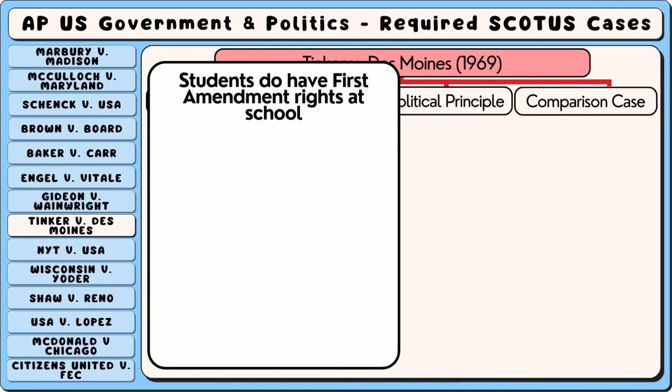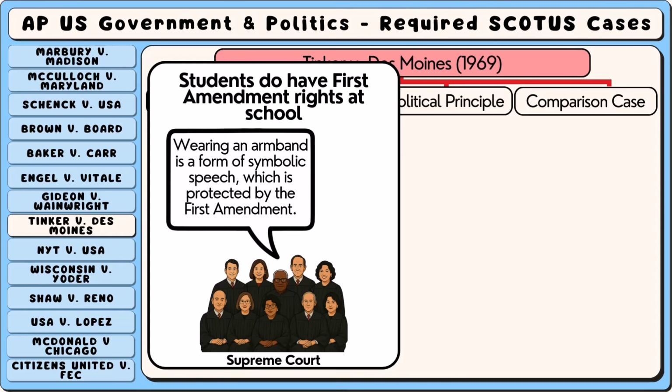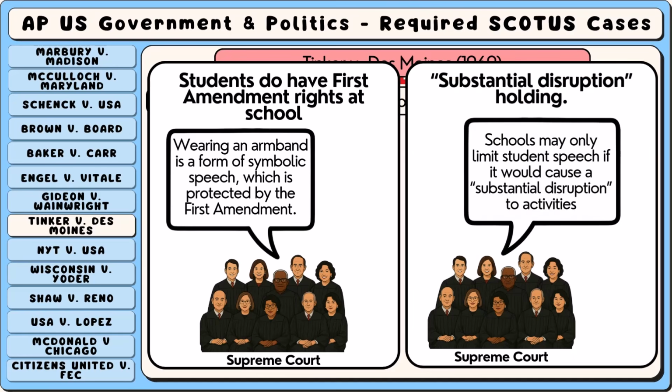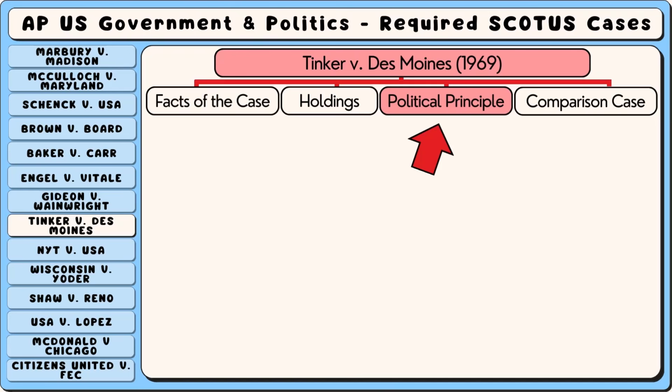First, the court ruled that students do have First Amendment rights at school. The court explained that wearing an armband is a form of symbolic speech, which is protected by the First Amendment. Second, the court said schools may only limit student speech if they can prove the speech would cause a substantial disruption to school activities. Because the students' silent protest did not disrupt class or harm anyone, the school's punishment was unconstitutional.